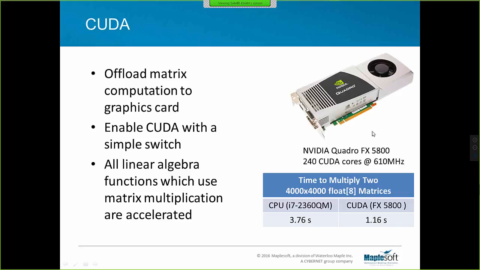With this benchmark, I'm multiplying two 4000 by 4000 floating point matrices together. On my i7 quad-core laptop, this takes about 3.7 to 3.8 seconds. Bear in mind that this is already split up over 4 cores. However, if I offload the calculations onto my CUDA graphics card, it only takes 1.2 seconds, and that's a real, tangible time savings.